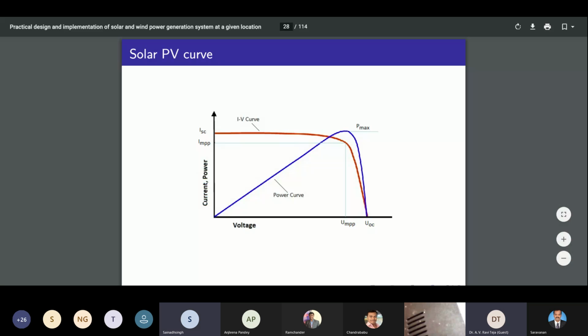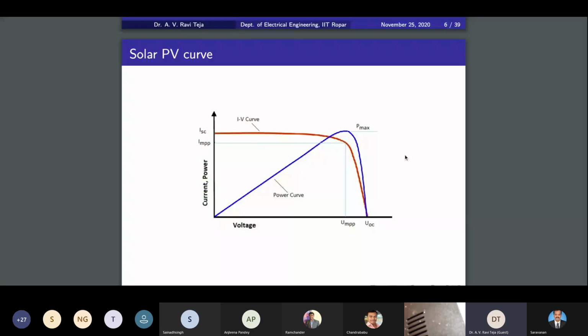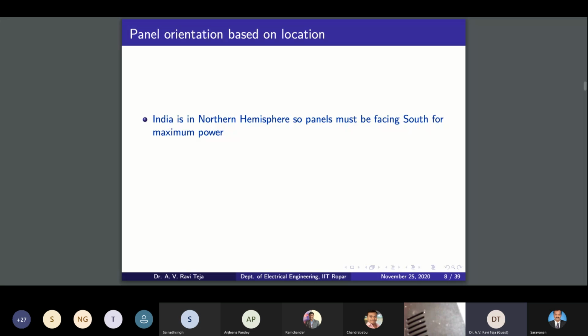Yeah, thank you. So this power you have to match, right? And this graph will change throughout the day and also depends on the location. So first we have to place the panels if we want to practically implement a solar power generation system.